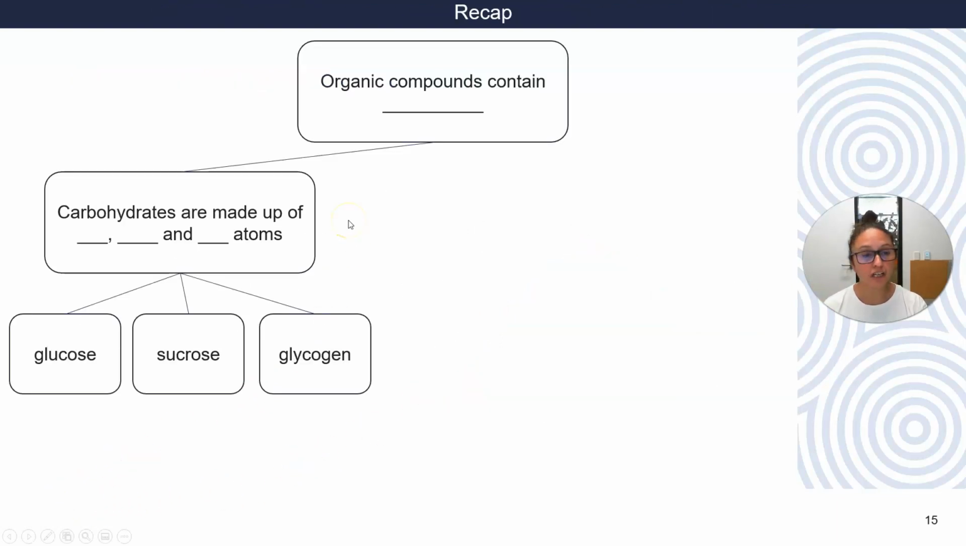Okay, got a little recap activity for you to fill out. If you don't have this slide, please just pause the video and write down the answers. So organic compounds contain carbon. Carbohydrates are made up of carbon, hydrogen and oxygen atoms. And then we looked at 3 different kinds of carbohydrates. So, happy days.